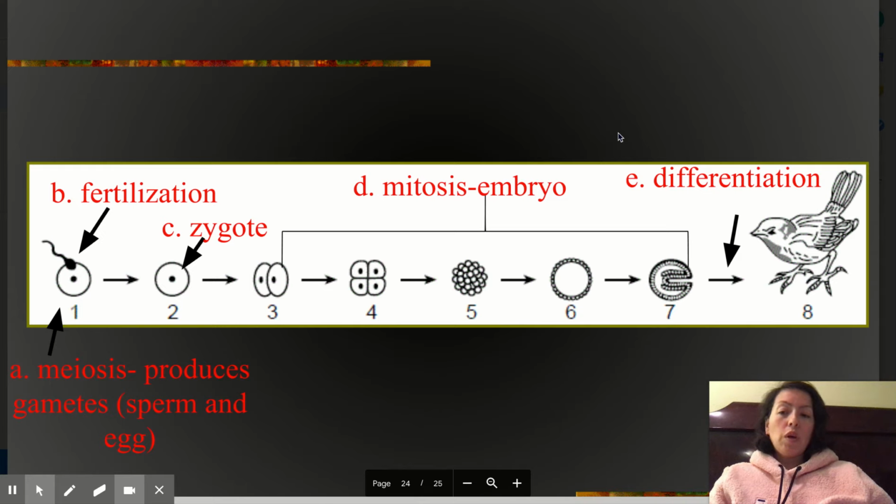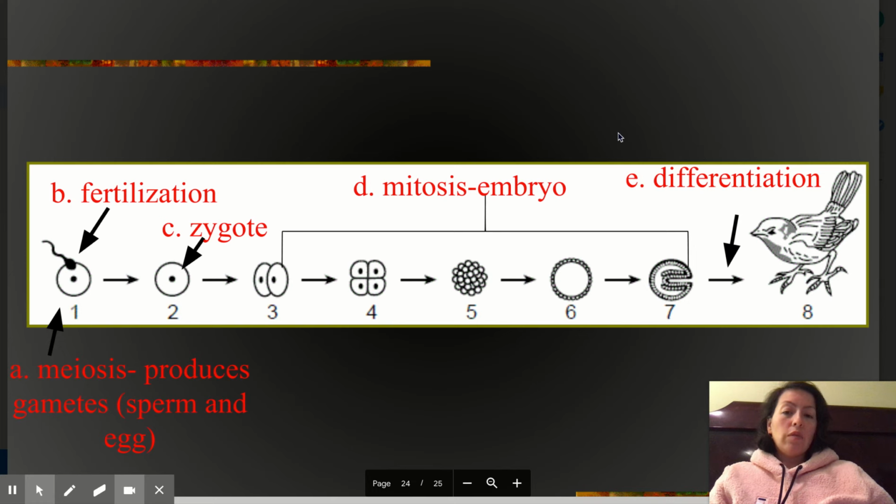So picture one is actually showing you the process of fertilization. But before that, meiosis has to come first. So meiosis, then fertilization, so sperm meets egg. And now you have a cell, a single cell called a zygote. This is the fertilized egg. It has the complete chromosome number. So we're talking 46 chromosomes.